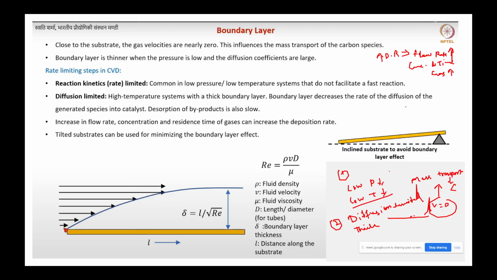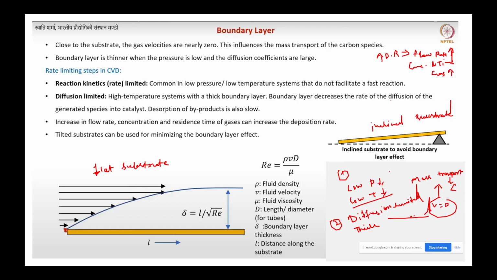So in this case this is a flat substrate, but here this is your inclined substrate. Here you will have a flat substrate, but here you will have an inclined substrate to avoid the boundary layer effect. So in this way you can avoid the boundary layer effect.